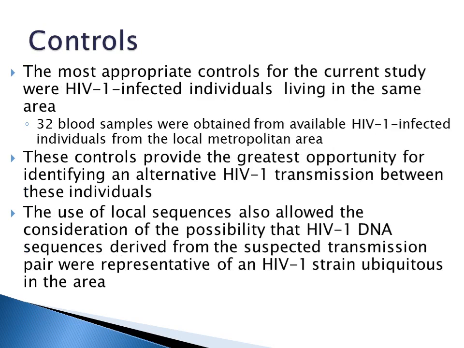So, controls. The most appropriate controls for the current study were HIV-1 infected individuals living in the same area. So 32 blood samples were obtained from available HIV-1 infected individuals from the local metropolitan area. These controls provide the greatest opportunity for identifying an alternative HIV-1 transmission between these individuals. The use of local sequences also allowed the consideration of the possibility that HIV-1 DNA sequences derived from the suspected transmission pair were representative of an HIV-1 strain ubiquitous to that area.